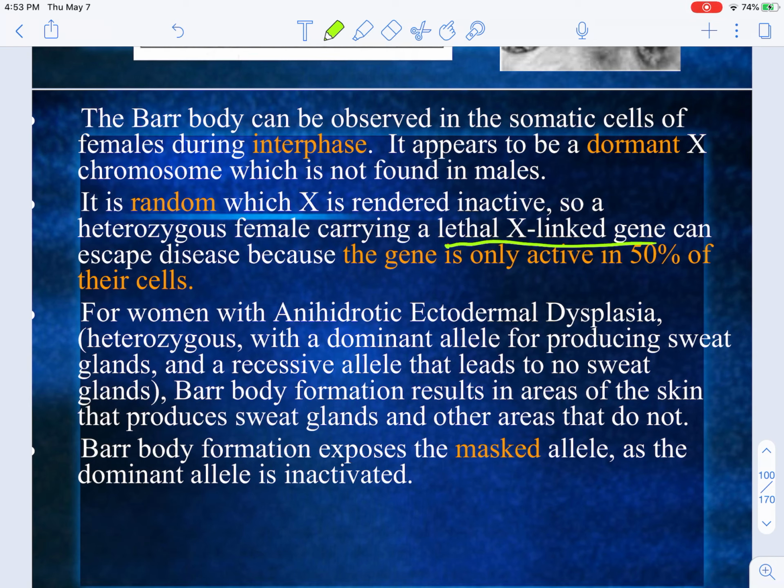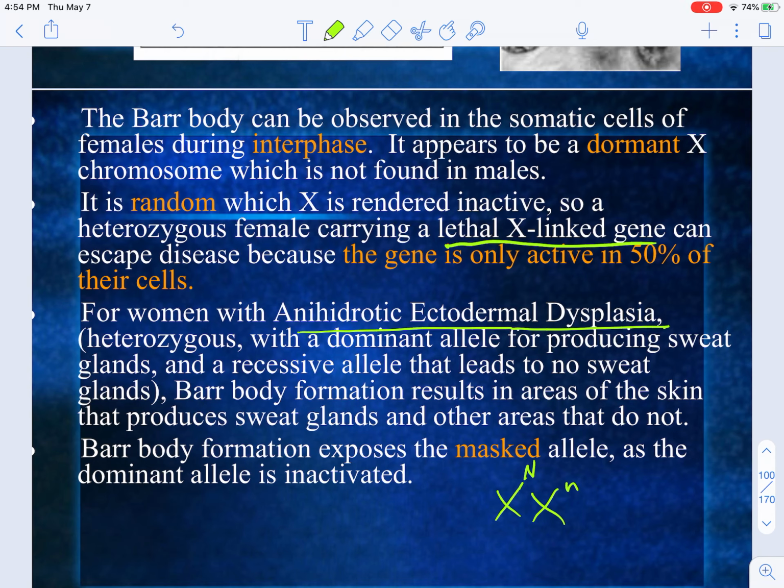So the other one is this anhydrotic ectodermal dysplasia, where there is excessive sweating from the sweat glands for the dominant, but the recessive is no sweat glands at all. And so interestingly, because it's on the X chromosome, it has to be women who show this, because they have two X's. They may actually have parts that are normal and parts that are recessive, that is, no sweat glands. They can have this appear as patches on their body that have sweat glands active and patches that don't.